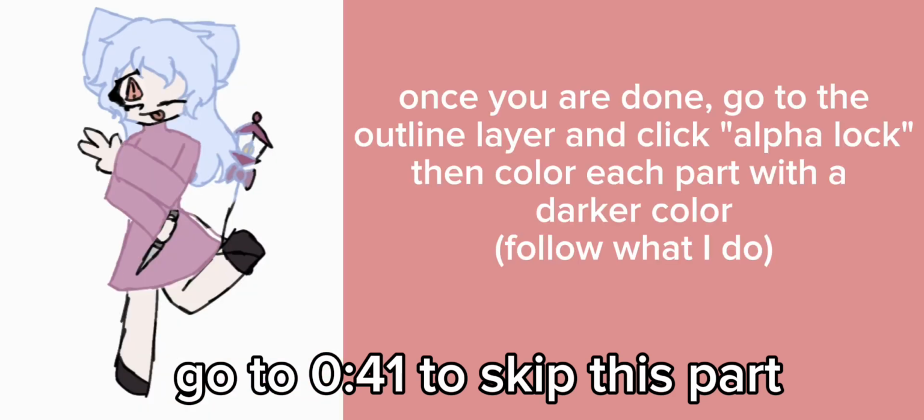Once you are done, go to the outline layer and click Alpha Lock. Then color each part with a darker color. Follow what I do. Okay, time for rendering.